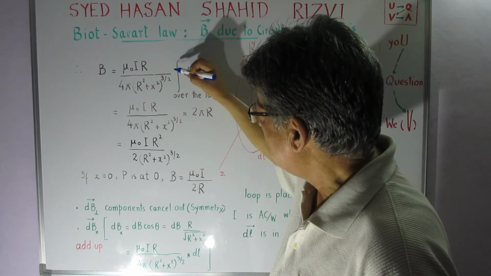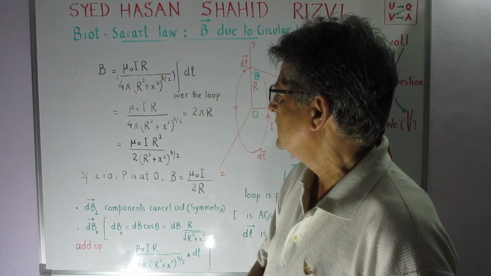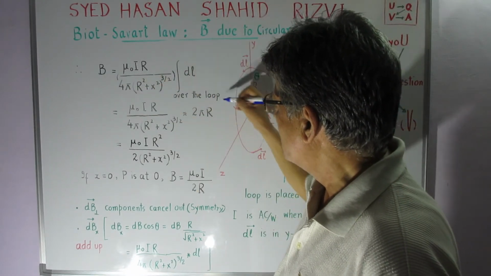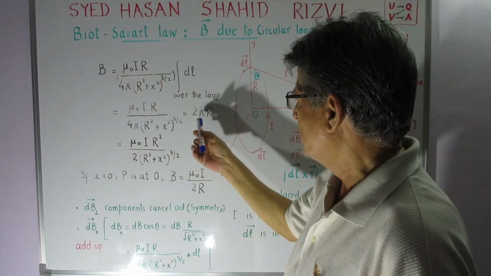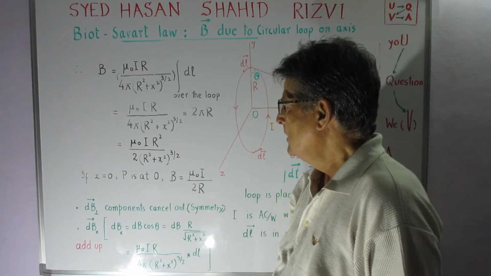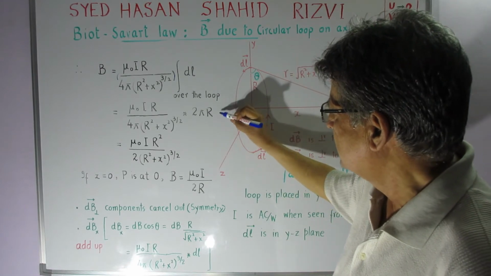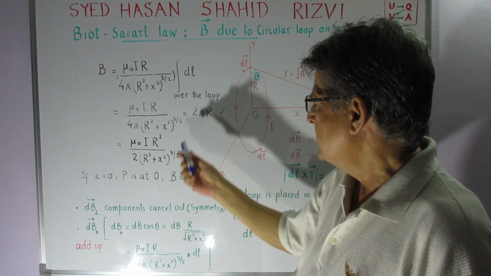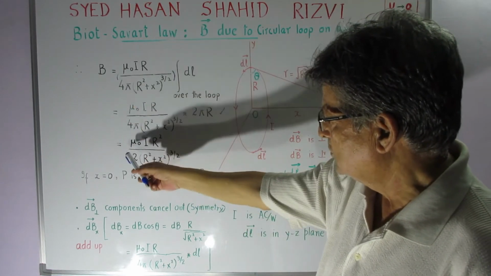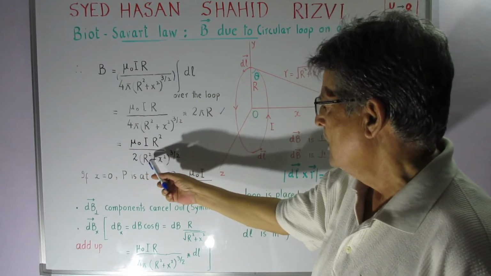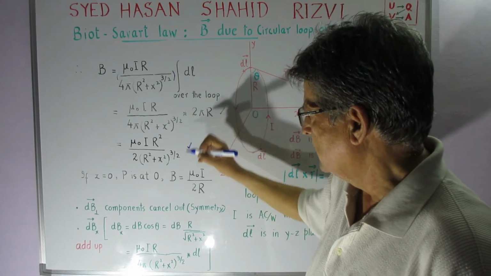This is a kind of a constant right now, and integral dl over the loop. And when I carry out the integration over the loop, this is going to be equal to 2 pi r. It's known to us from our geometrical knowledge. So this is what we get, and 2 pi and 2 pi will cancel out. So I'll get B is equal to mu naught I r square upon 2 r square plus x square raised to the power of 3 by 2. So this is the relation that we'll get in general.